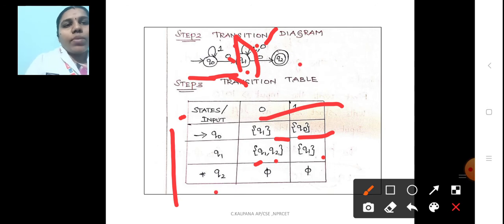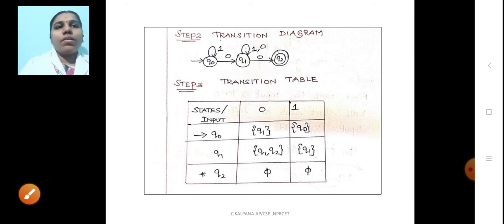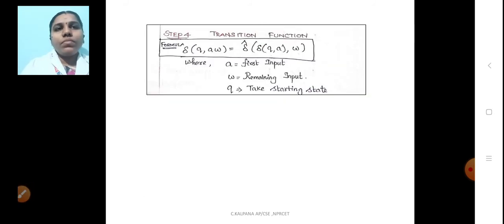Then Q2 on 0, no input. Q2 on 1 also no input. So this is the transition table for the above diagram. And coming to the transition function, it helps us check whether the input is accepted or not. It is the same formula as before, but here we have more than one input. The formula for the transition function is δ(q, aw), where q is the starting state, a is the first input and w represents the remaining input.